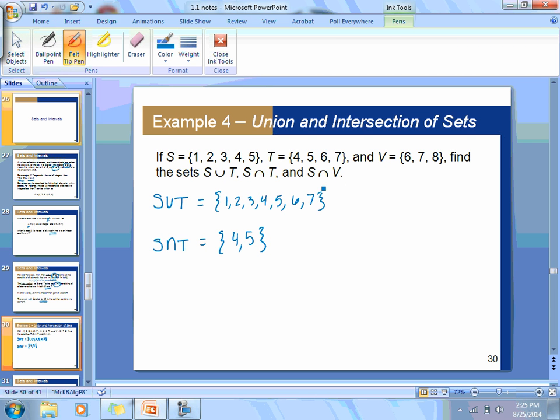And then our last one that we're going to practice here is finding S intersection V. So this is the stuff that is in S and in V. And S has 1, 2, 3, 4, 5. V has 6, 7, 8. They have nothing in common, so that's our empty set.